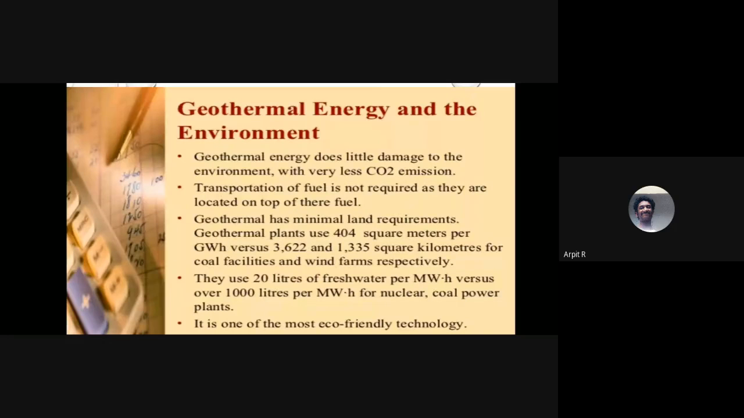Then geothermal energy and the environment. Geothermal energy does little damage to the environment with very low CO2 emission. Transportation of fuel is not required as plants are located on top of the fuel. Geothermal has minimal land requirements. Geothermal plants use 404 square meters per gigawatt hour. They use 20 liters of fresh water per megawatt hour versus over 1000 liters per megawatt hour for nuclear and coal power plants. It is one of the most eco-friendly technologies.